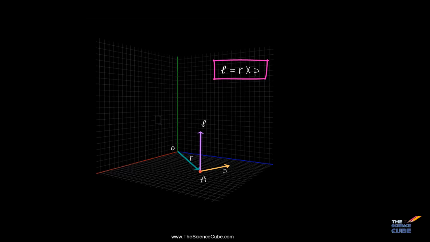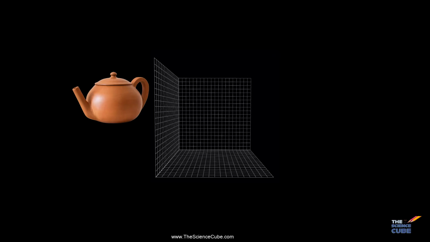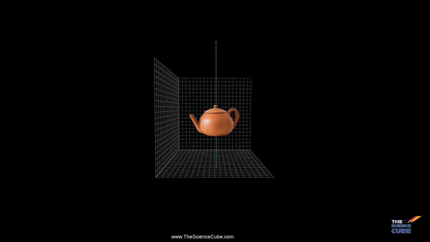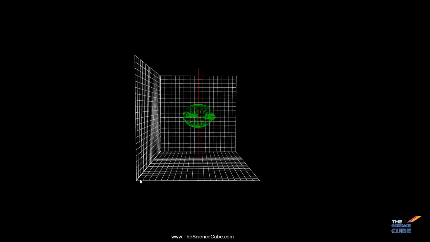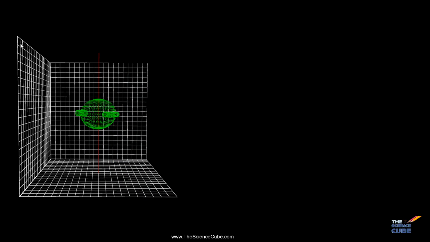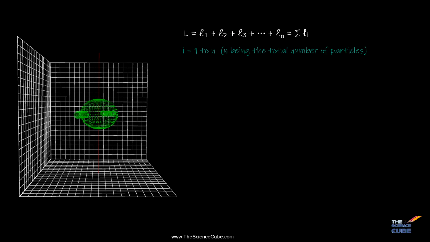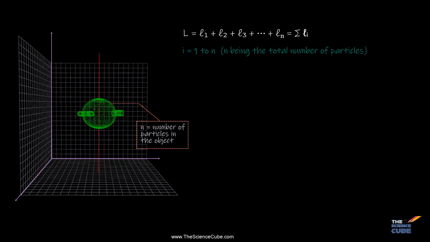So, if we extend this idea to a rigid body, that is basically a system of particles or a collection of particles, the total angular momentum L for this system is nothing but the vector sum of the angular momentums of all the particles. And the right hand side can be written in short form as sigma small l_i as i changes from 1 to n. Now, the angular momentum of each particle can change with time, maybe due to the interaction between themselves or due to the outside forces that act on them.